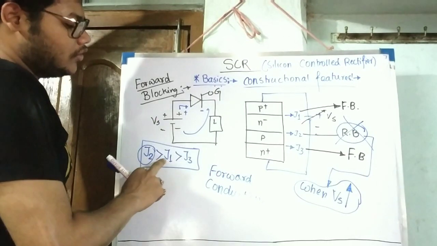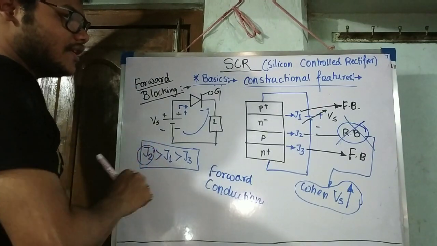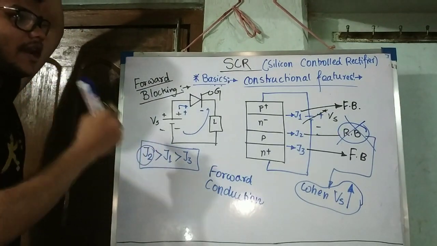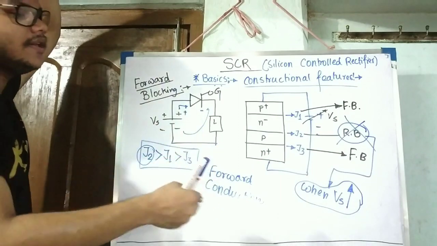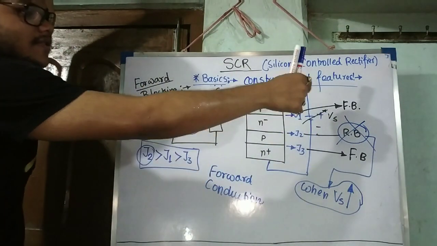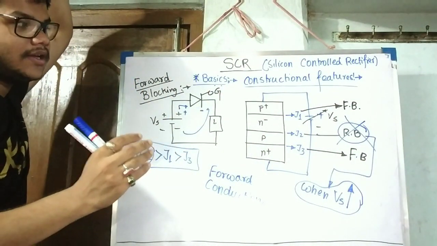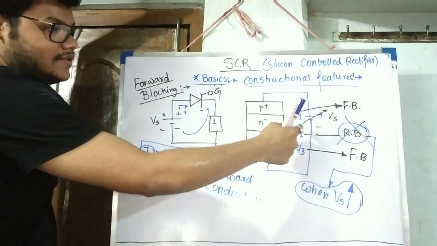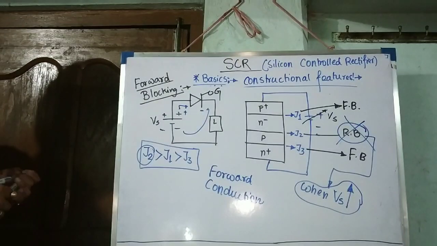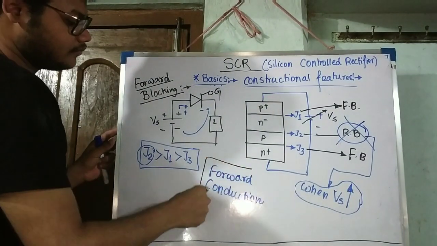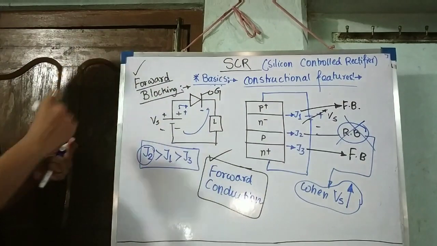And the depletion width of J2 is more than J1, and more than J3. So the reverse biasing of the J2 junction is not allowing the forward conduction of the thyristor or SCR. Now what will happen? Suppose we increase the source voltage in such a way that avalanche breakdown occurs at this reverse biased junction, then this J2 barrier is broken and your device starts conduction, and that mode you call the forward conduction mode. So the two modes we have seen are forward blocking and forward conduction.